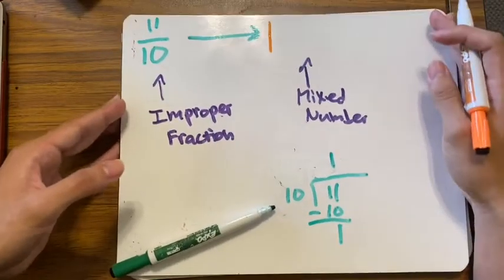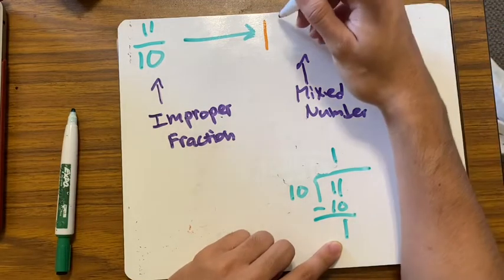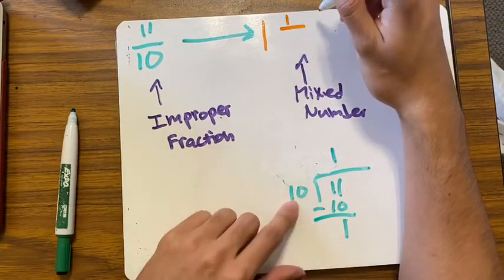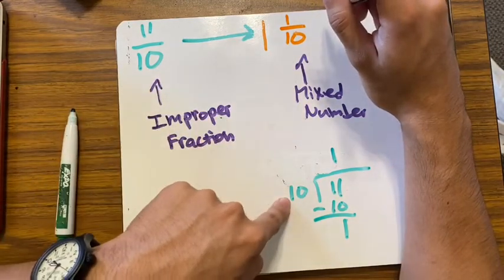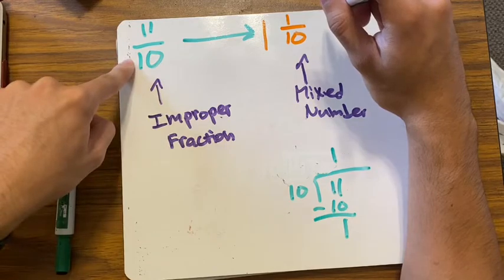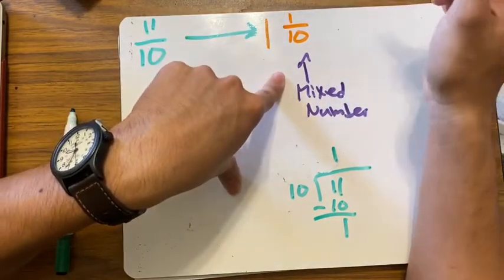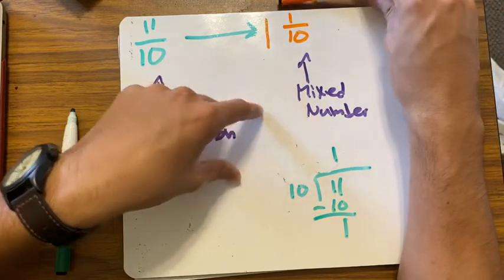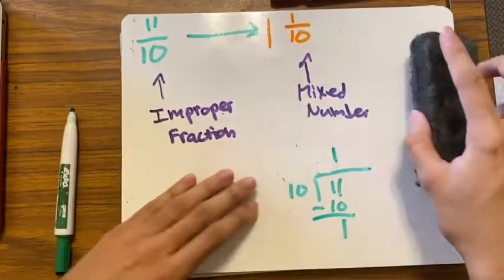Let me scoot it down. Your numerator is going to be your remainder, so 1. And your denominator is going to be the same thing. That one doesn't change. It's the number on the outside, okay? So 11 over 10 as a mixed number is 1 whole and 1 over 10. And that makes sense, right? That's what we did. That's the answer that we got before.